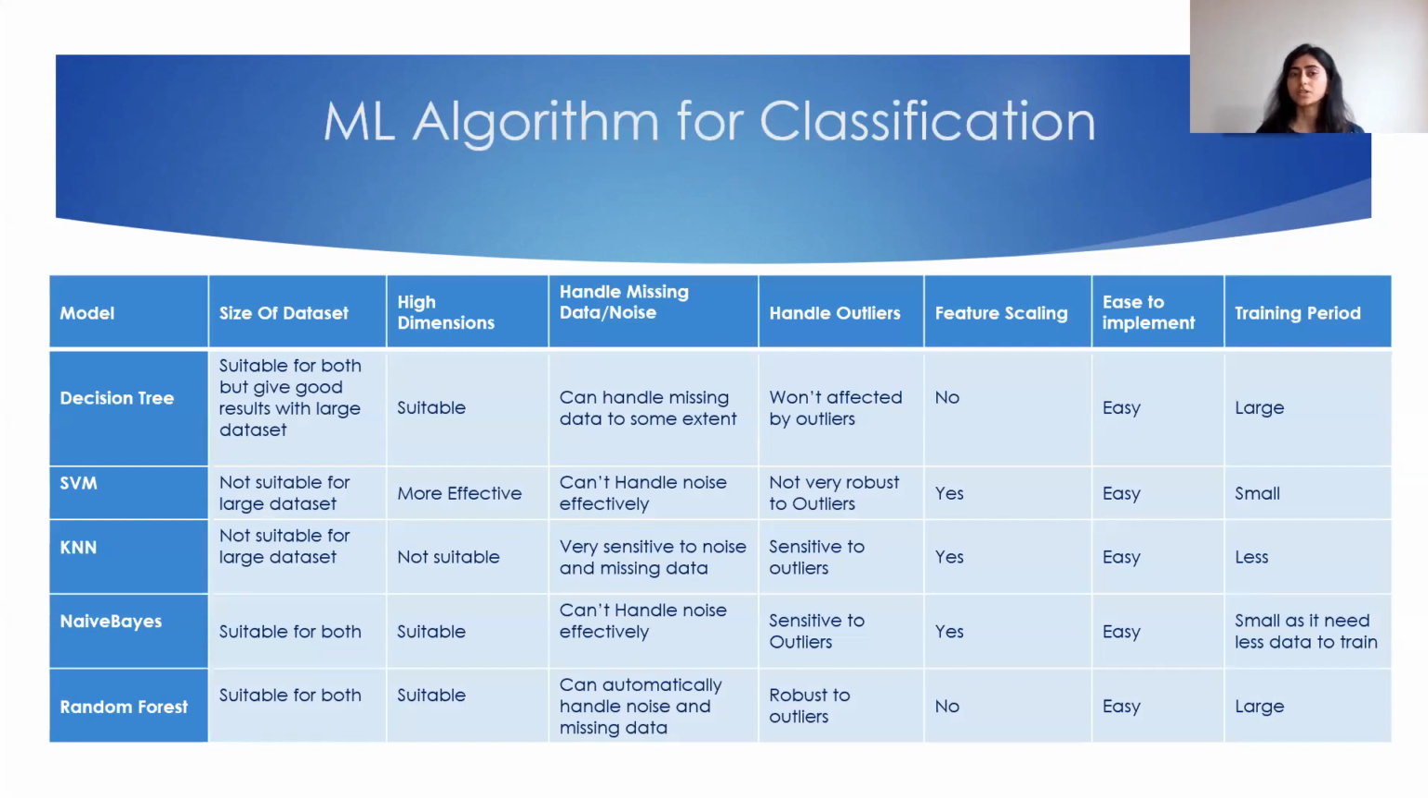This is the table for the machine learning algorithms for classification. We can see some common machine learning algorithms: the decision tree, SVM, KNN, naive Bayes, random forest.